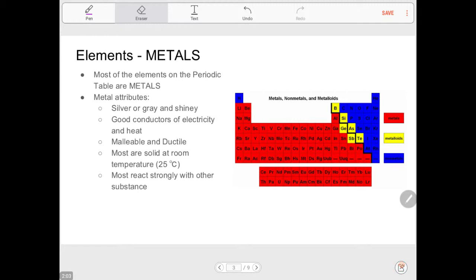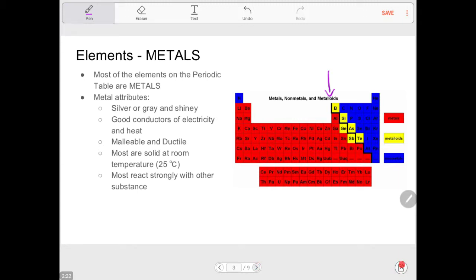Then you might notice, and this is kind of where I had erased, but if you look right here on your periodic table, you'll see it. There's kind of a solid black line, and that is generally known as a staircase line, and that's kind of your divider. It separates, in general, your metals from your non-metals, okay?